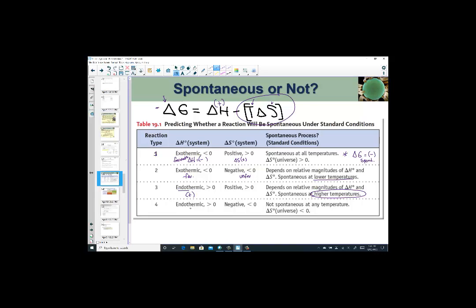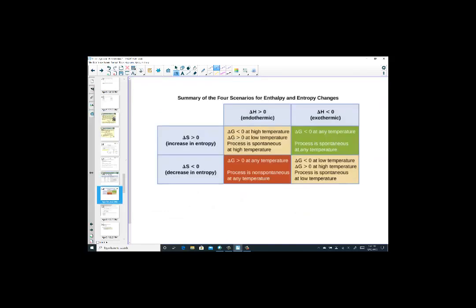And the last case says, if I have an endothermic reaction and the system is becoming more organized, there is not any temperature possible to drive that reaction in a spontaneous direction. So if both are unfavorable conditions, that reaction just will not occur in the direction written. Here's another snapshot of those same 4 scenarios.